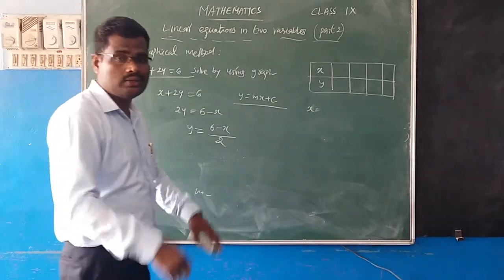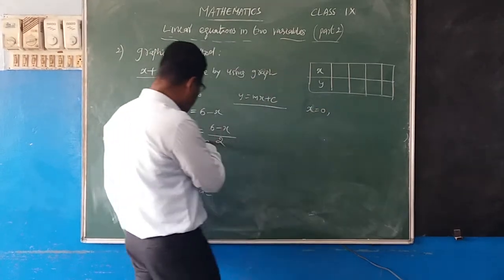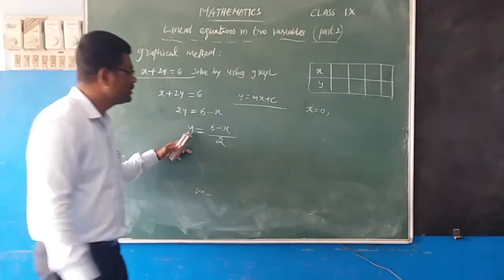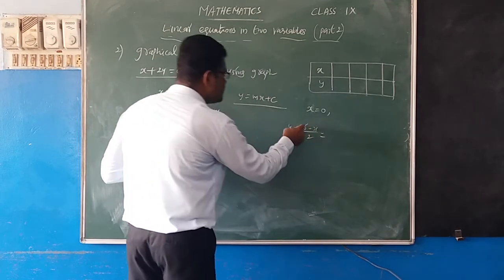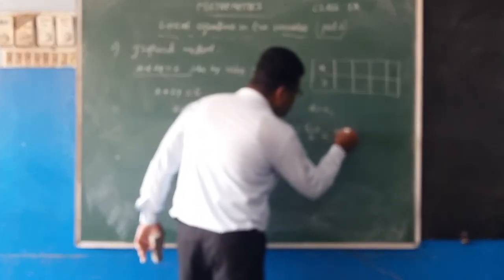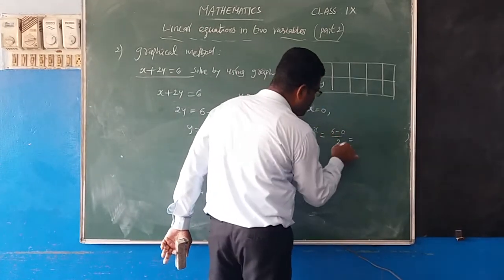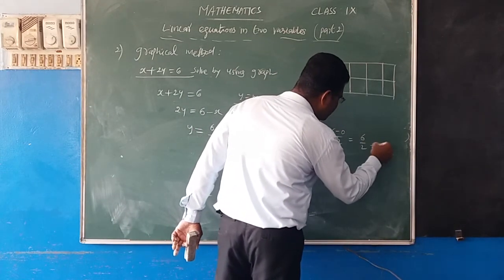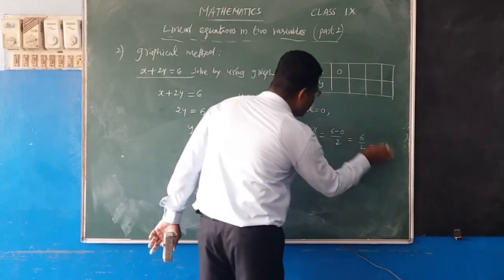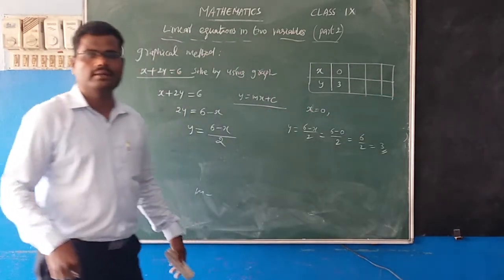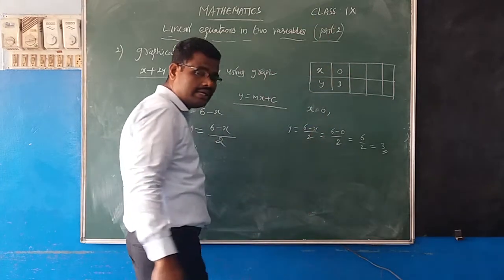We are only placing the values. We have the option. We have the chance. Let's place x as 0 in this equation. What happens? The equation is y is equal to (6 minus x) by 2. In this equation, x as 0, what happens? 6 minus 0 by 2. 6 minus 0 is 6 by 2. 6 by 2 is 3. If x is equal to 0, what about the value of y? Y is 3. This is called coordinates. X coordinate is 0, y coordinate is 3.